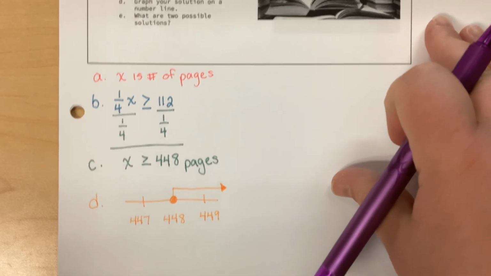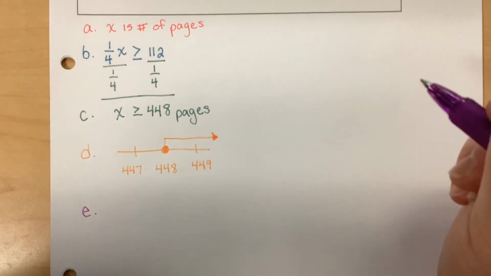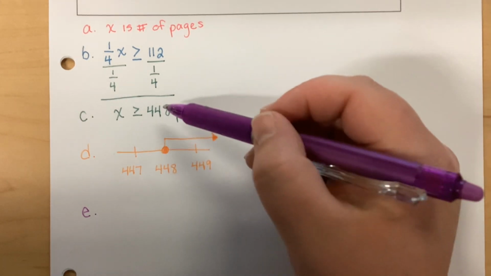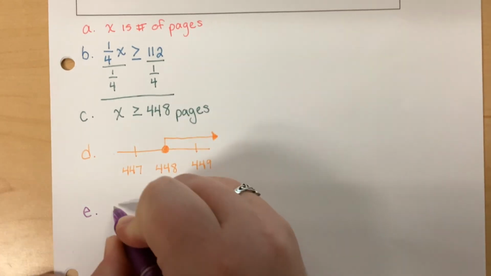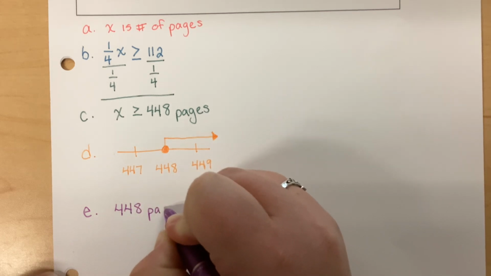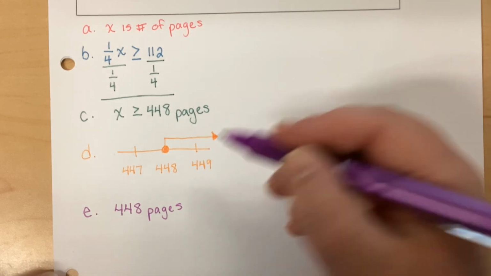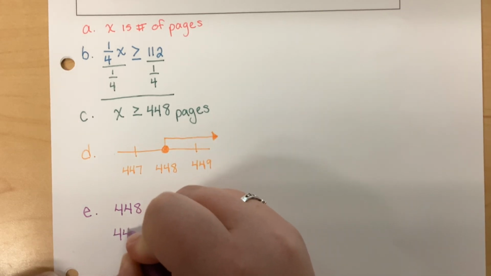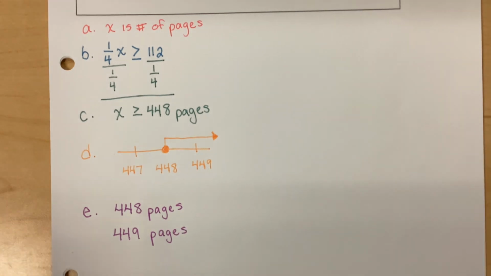Now part E wants to know what are two possible solutions. For part E, I want to choose the number of pages that make this inequality true. Well, I could choose 448. That one's an easy one because the circle is closed. So 448 pages is one option. Another option would be 449 because it's greater than. So 449 pages. These are two solutions that make the inequality true.